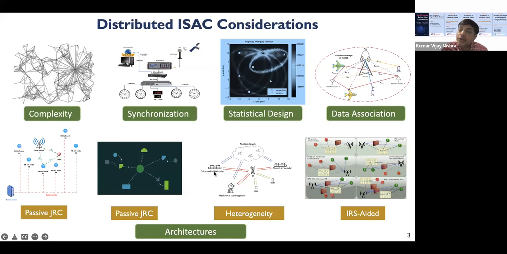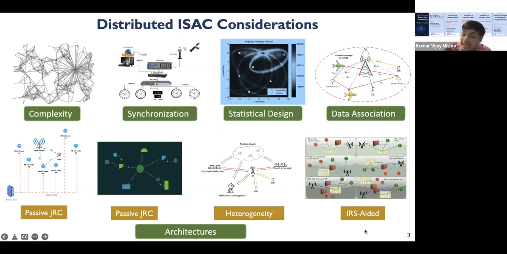So this heterogeneity in the network is also something interesting. We will cover an interesting example of this heterogeneous ISAC later. And then with the intelligent surfaces, there are more considerations that are involved.